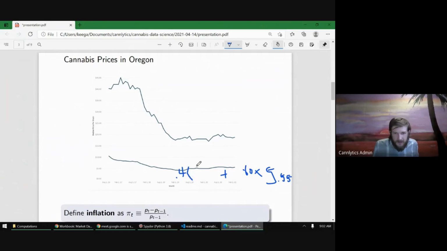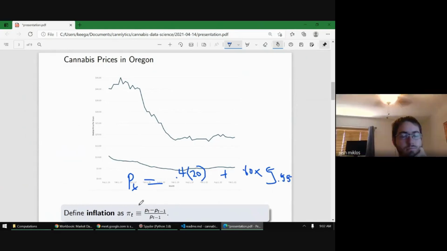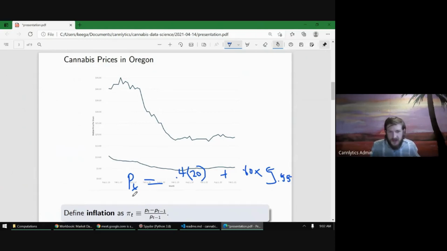And then the concentrates is about $20. So basically what you're saying is, at time T, your price is 0.4 times 20 plus 0.6 times 5.5. So that's essentially what your price at time T is.